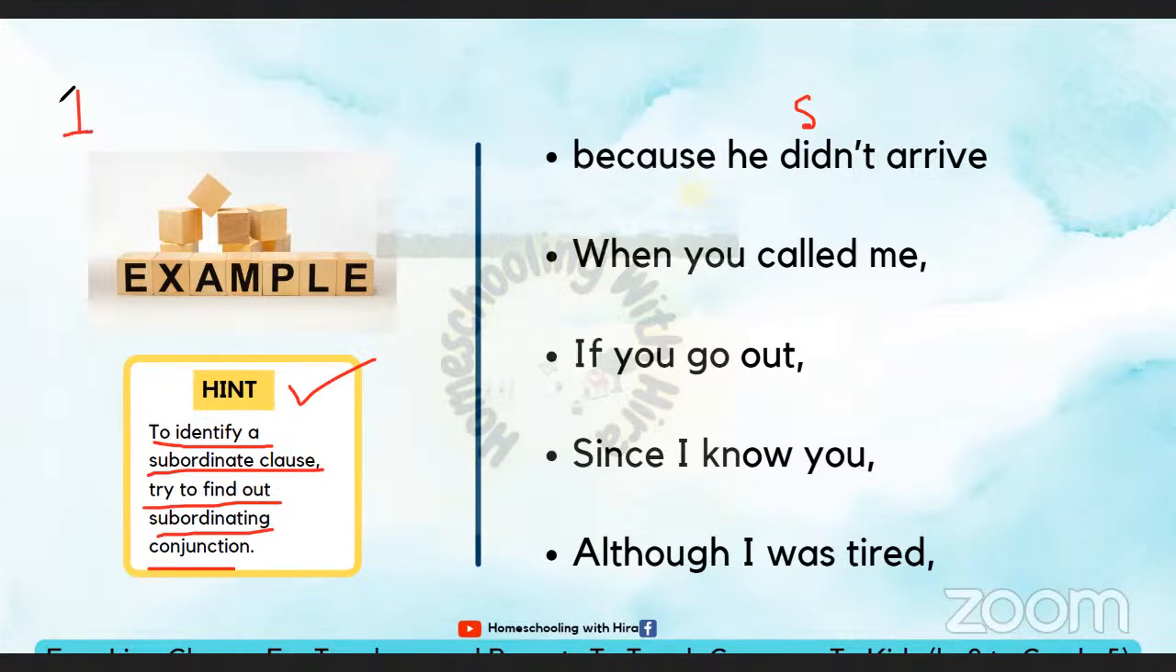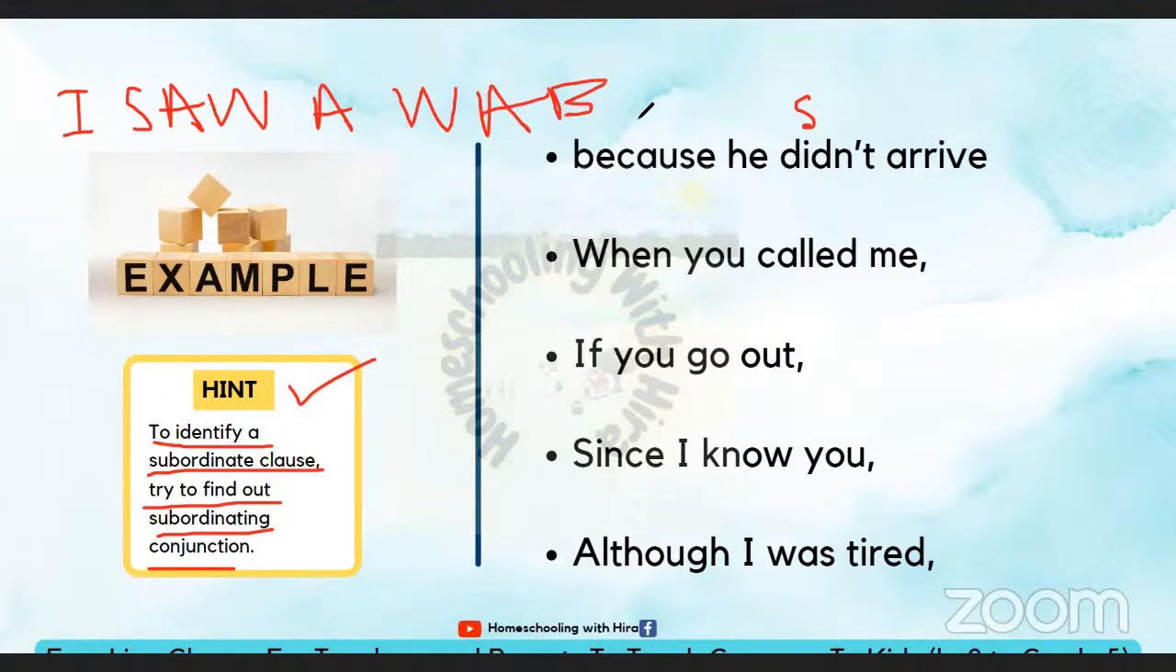If you have forgotten, I saw a web. I saw a web. I for if, S for since, A for after, W for while, A for although, W for when, A for again something. So you can just open this, you will get so many subordinating conjunctions.